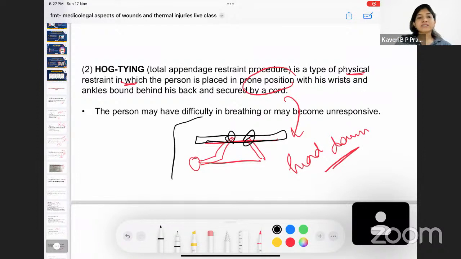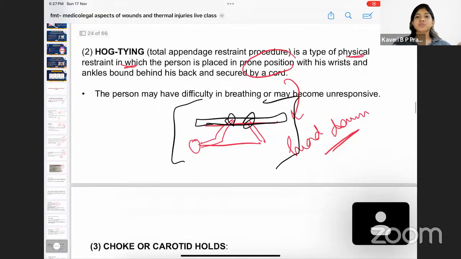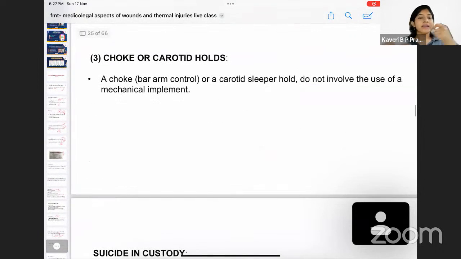So in such cases, there could be asphyxia occurring because the person has difficulty in breathing, and later he becomes unresponsive and he might die. So this is also one more reason which would cause death. Or the death could occur because of a choke.